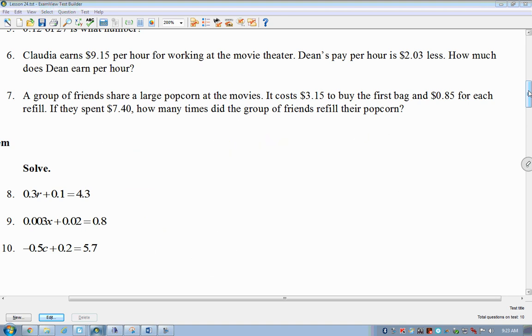Claudia earns $9.15 per hour for working at the movie theater. Dean's pay per hour is $2.03 less than Claudia's. I know it doesn't say that, but that's what it means. How much does Dean earn per hour? 9.15 minus 2.03. It's a lot easier than it looked initially. So $7.12 is the answer. All right, we feel pretty good about our ability to be successful at this?